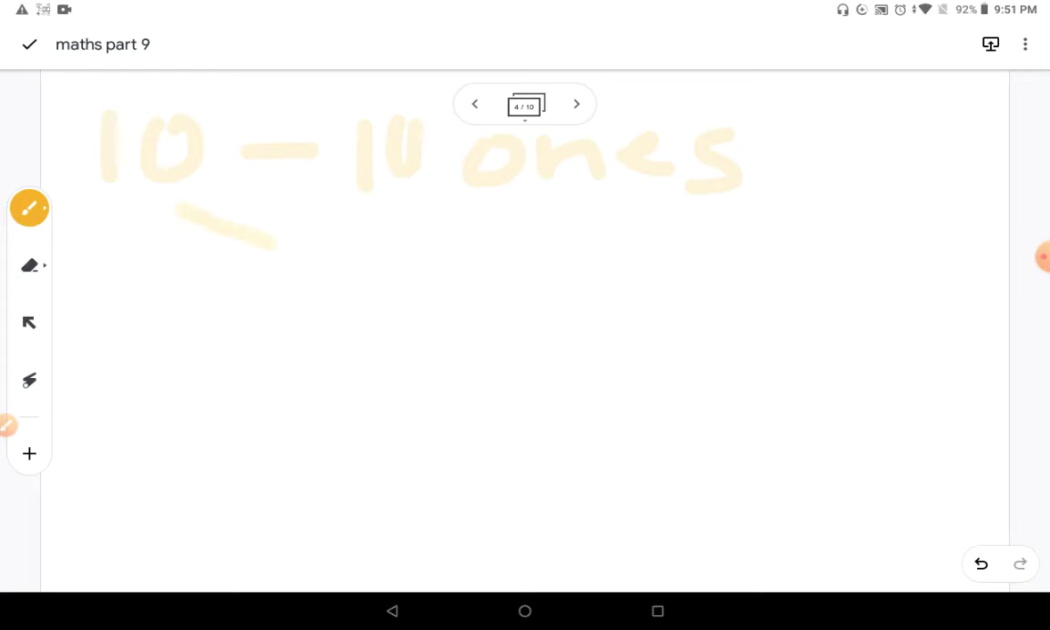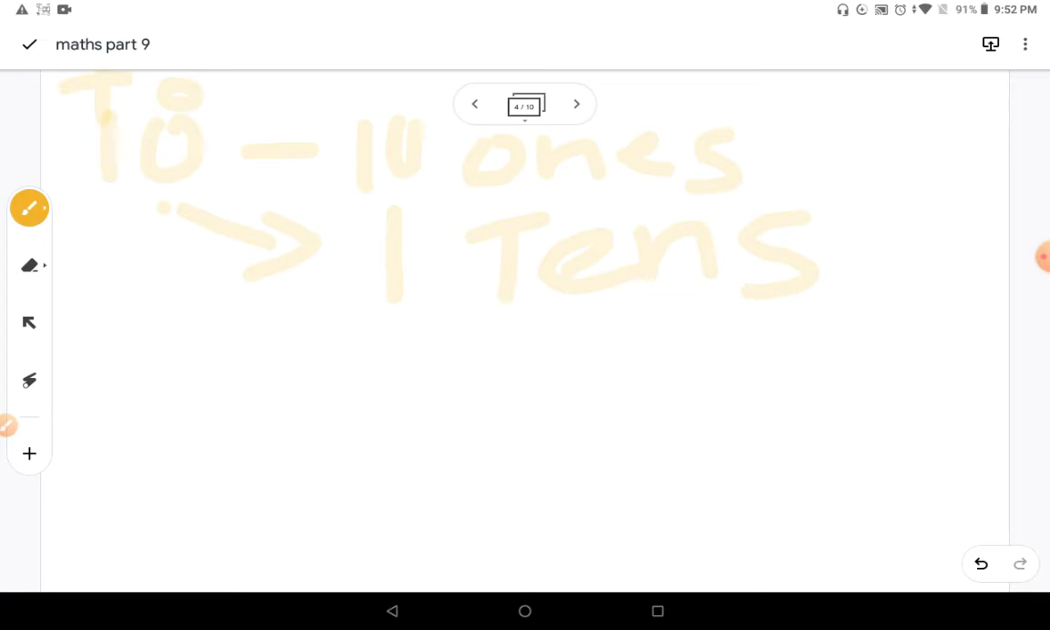Now this 10, you can also represent as 1 ten. 1 ten is also 10. So here in this number you have only two places: ones place and tens place. Now, which is your lowest place? It is ones place. The place value at ones place was 0. That is why you could represent this as 1 ten.